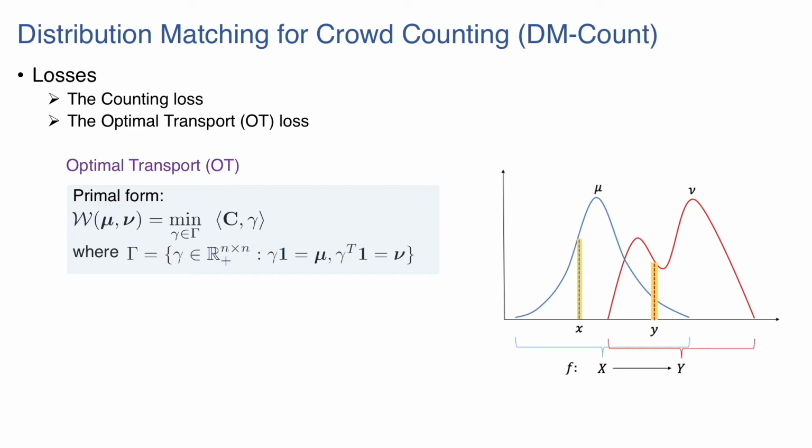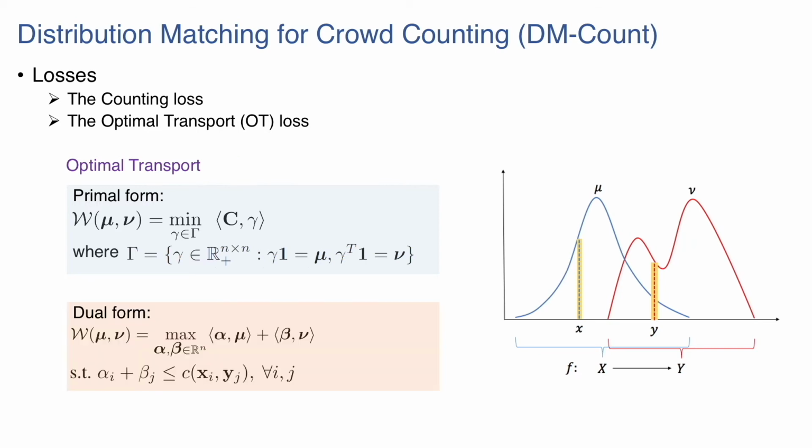Capital gamma is a set of all joint distributions whose marginals are mu and nu respectively. Gamma indicates how much mass should be transported from x to y, such that mu is transformed to nu. The dual form of OT is expressed below, where C(xi, yj) is the cost function between xi and yj. Alpha and beta are dual variables.